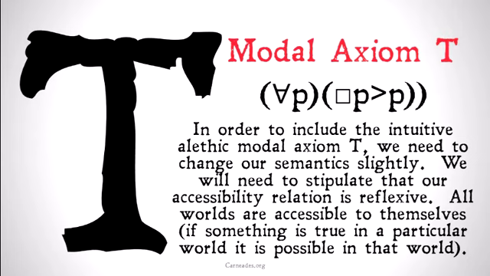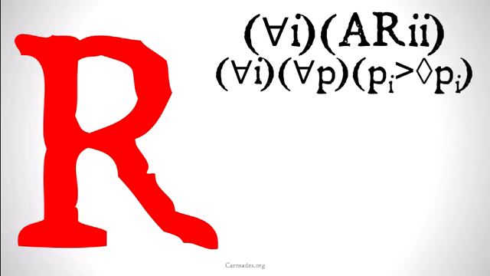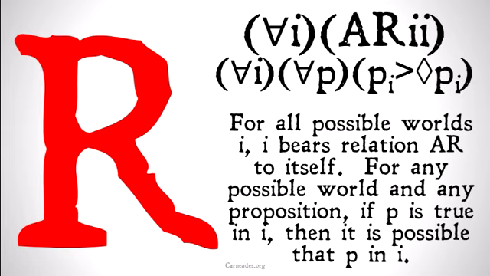We're just going to need to stipulate that the accessibility relation is reflexive, that all worlds are accessible to themselves. If something is true in a particular world, it is possible in that world. So, for all I bears relation AR to itself, or in other words, for all P, P is true in I implies that it's possible that P in I. For all possible worlds I bears relation AR to itself, or for any possible world and any proposition, if P is true in I, then it is possible that P in I.